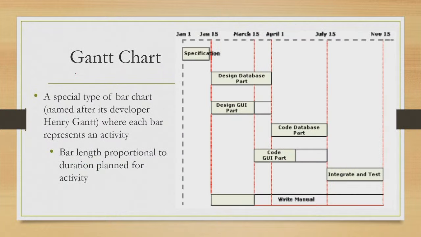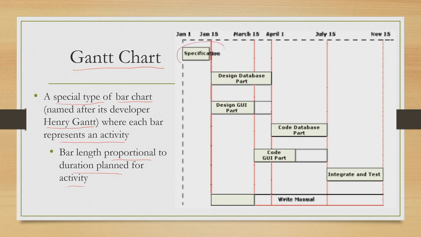Then we need to allocate resources, and for that also we can use one graphical notation that is called a Gantt chart. This is a special type of bar chart which is named after its developer Henry Gantt, where each bar represents an activity and the bar length is proportional to the duration planned for the activity. For example, here we can show the Gantt chart, which of course shows a kind of schedule.